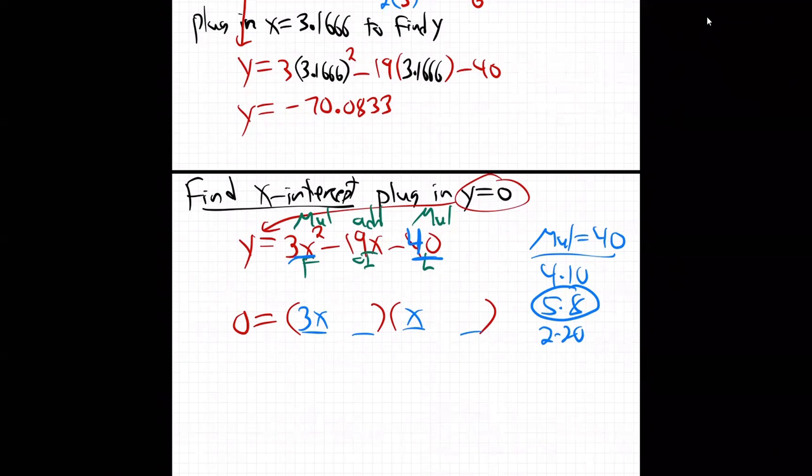It could be any of those, but it's probably the 5 and 8. Now, which order? Well, what if I put the 8 here and the 5 there? Does the order matter? Yes, because somebody's with a 3x and somebody's with a plain x. It's going to matter. This is actually the wrong order, what I've got right now. Let me show you how I know.